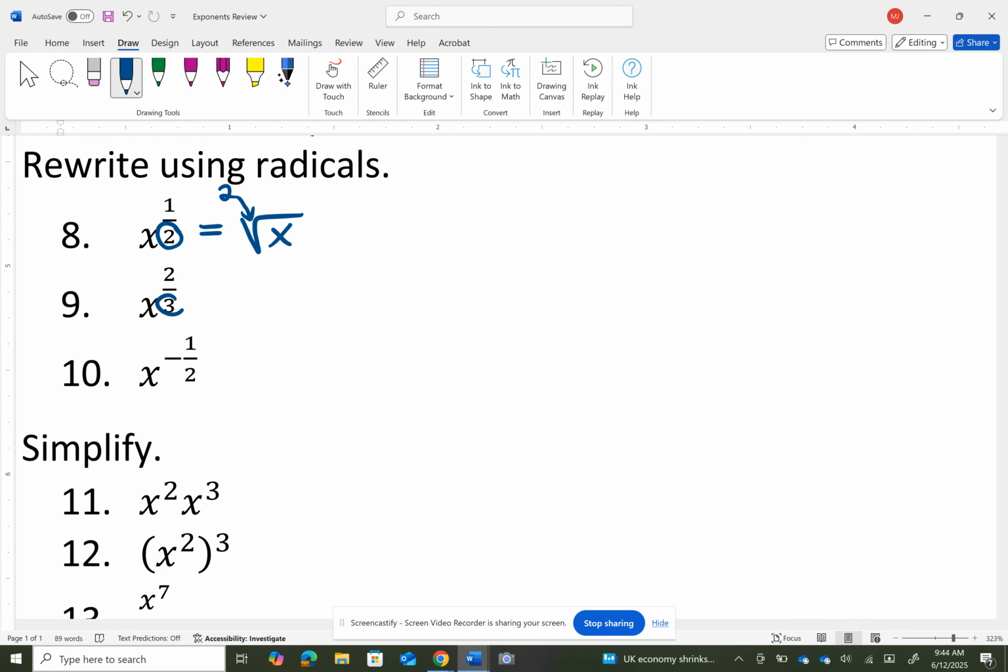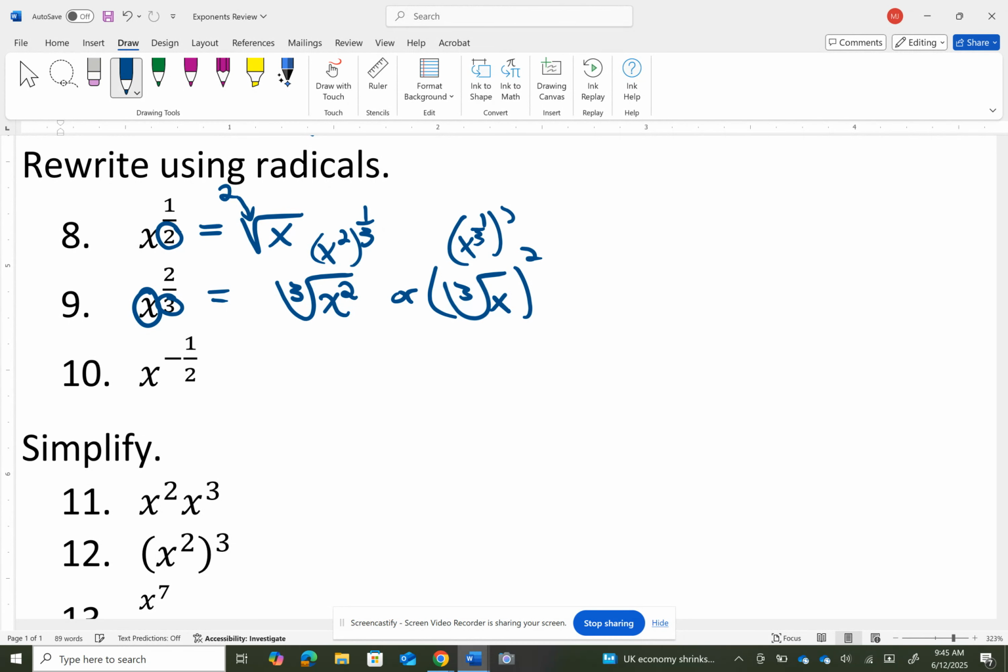But notice on number 9, we have a 3 in the denominator of the fractional exponent. The 3 tells us this is going to be a cube root. X is the base, so that's going to be underneath the radical. And with the 2, we can put it here, or we can do cube root of x squared. Those have the same meaning, because this could have been interpreted as x squared raised to the 1/3 power, or x to the 1/3 first, then squared. Those are equal, and because of the properties of exponents, that would have been the x to the 2/3 that we started with. So either of those are okay on question number 9.